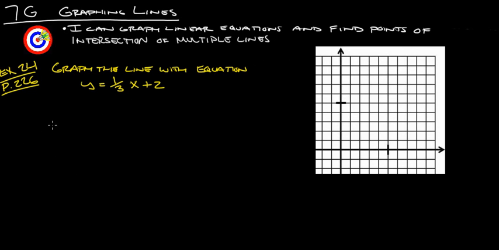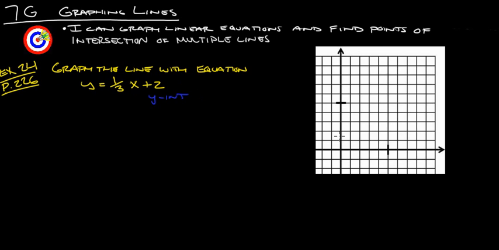All right, so first thing, graph the line with the equation y equals 1/3 x plus 2. Hopefully you remember back from good old algebra days, the first thing you probably want to do is graph this plus 2. Remember, this is the y-intercept.